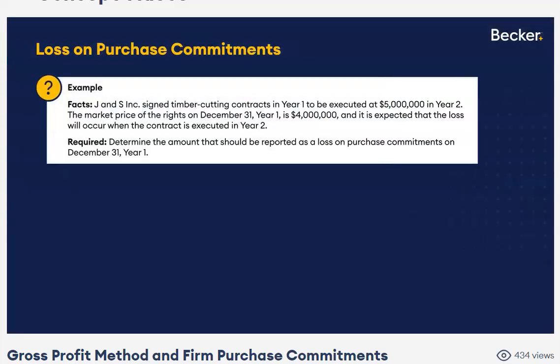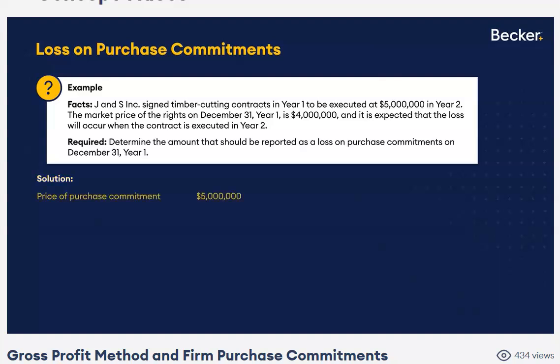So look at our example. J&S signed a contract. They're going to be buying timber for $5 million. They locked in a price of $5 million. Unfortunately for them, at the end of the year, the price dropped to $4 million. And it's expected that that loss will occur when the contract is in effect in year two. So we're not expecting a great deal of volatility. We don't think the price is going to go back up. Because if you expected a lot of volatility in prices to go back up, then you wouldn't have to book the loss. But because we don't expect prices to go back up, we've got to book a loss.